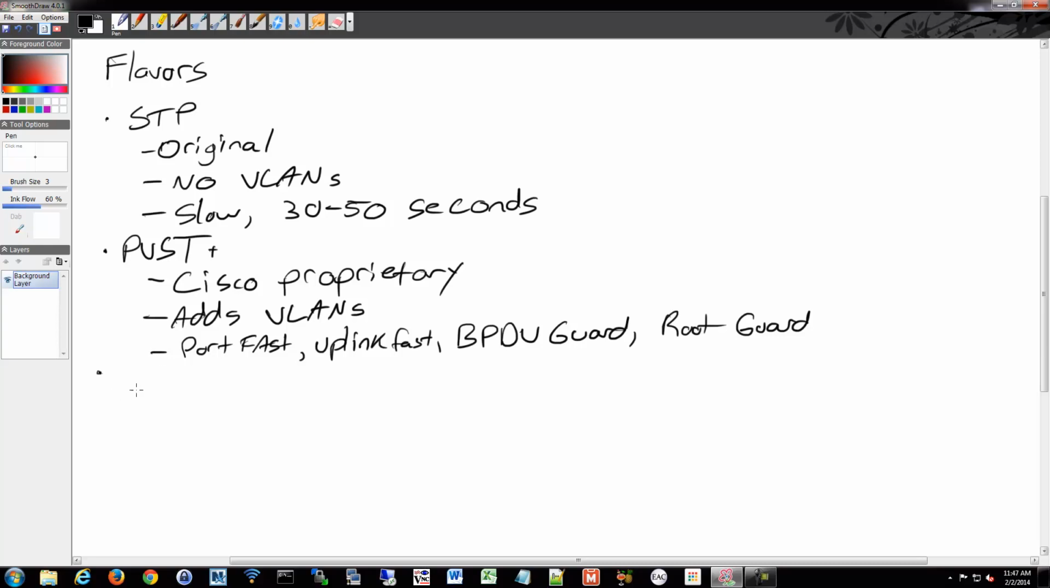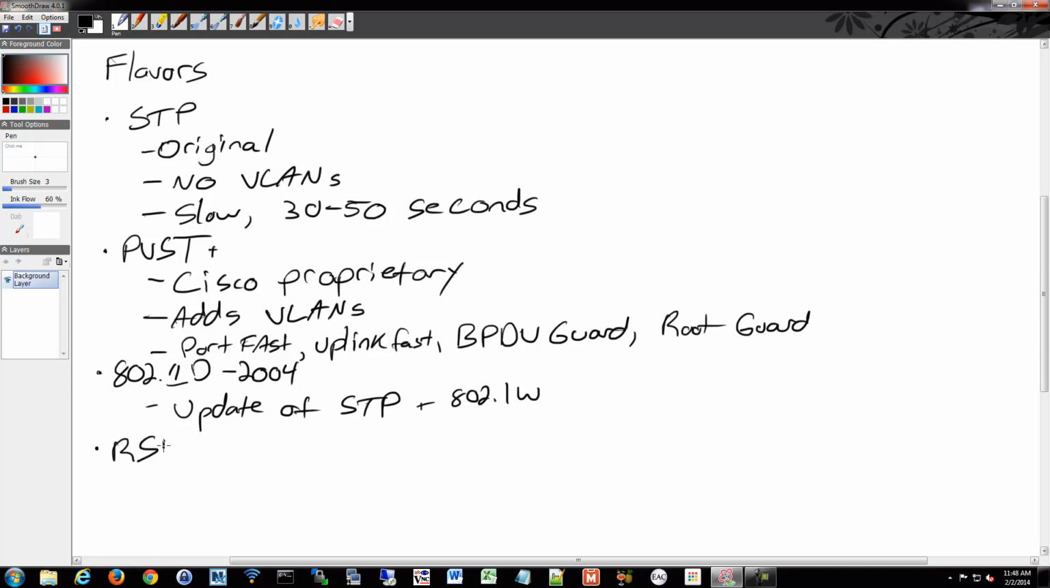and just efficiency reasons. There's also an IEEE standard of 802.1D-2004, which is kind of like the new standard essentially. It's an update of STP and includes 802.1w. There's an additional version which is probably the most common, and you're probably wondering, what is 802.1w? 802.1w is Rapid Spanning Tree Protocol, RSTP, which is also a standard.